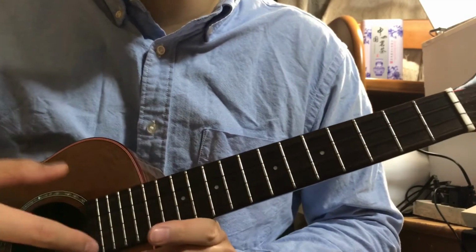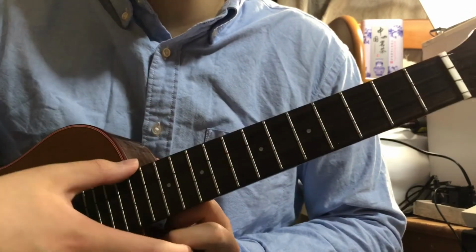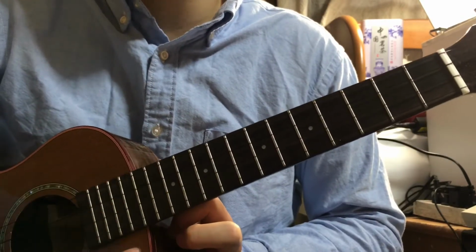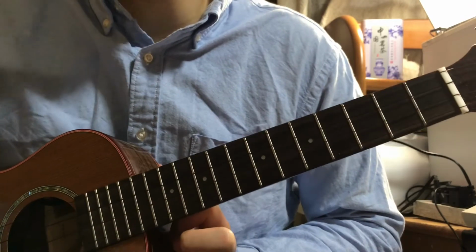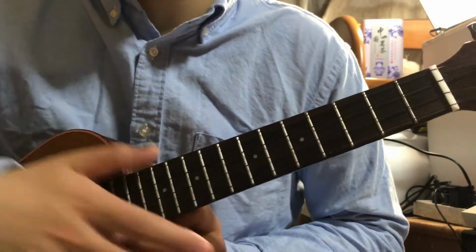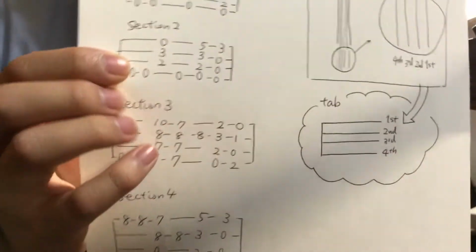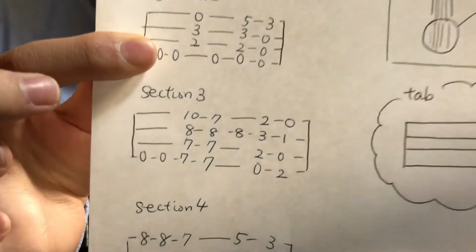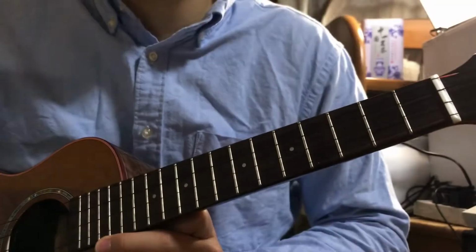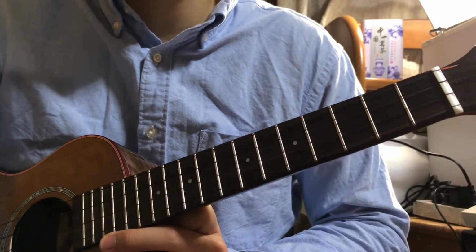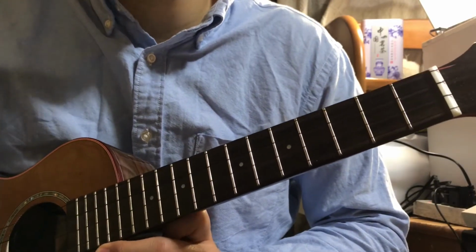As for the right hand, I'm just going to use the downstroke with the thumb, so it won't be that hard. So let's get started. If you take a look at this handwritten one, you can tell I have 4 sections for this song. So let's take a look at each section one by one.